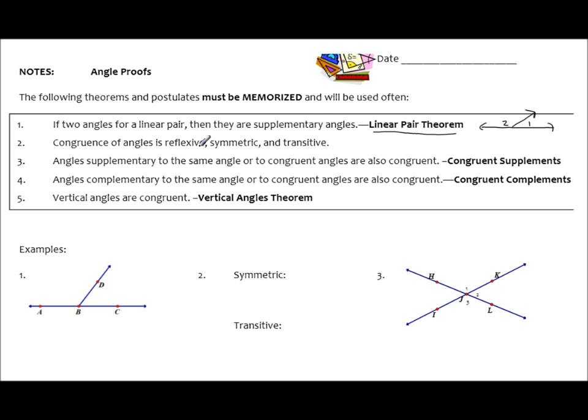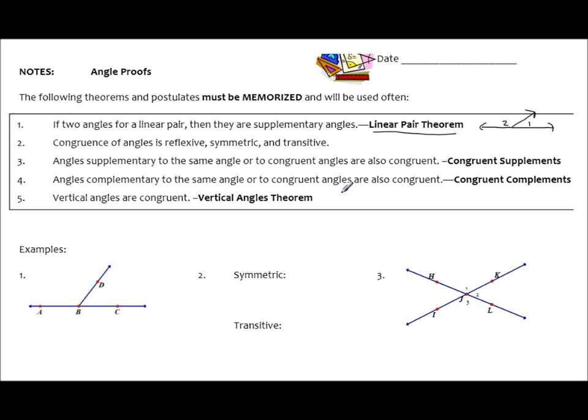Congruence of angles is reflexive, symmetric, and transitive. We'll talk about that down here. You'll see some of the same properties that we saw with our algebraic properties. Angles supplementary to the same angle or congruent angles are also congruent. So it's just saying that if two angles are supplementary to two other angles, then they're going to be congruent. And the same thing with complements.